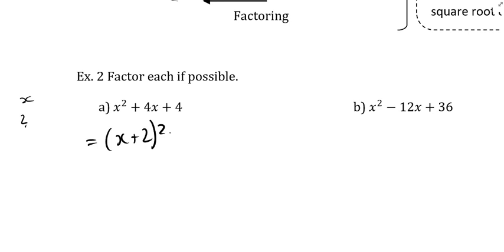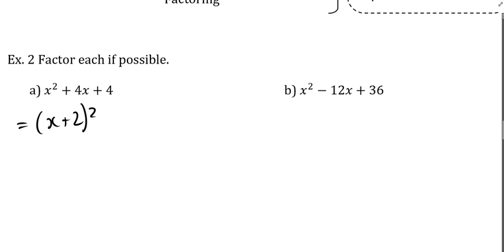See, the thing about this is you can do it the other way. It's a simple trinomial as well. It's not like it's different. Two numbers that add to 4 and multiply to 4, 2 and 2. And you can do it that way. It's fine. But perfect square trinomials are something that we need to start paying attention to. Okay, let's try the next one.